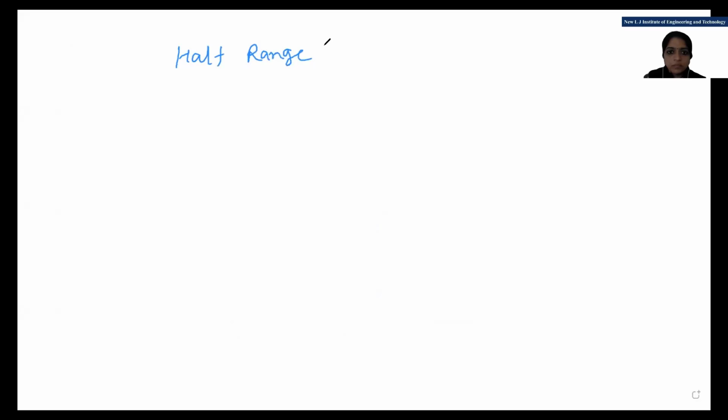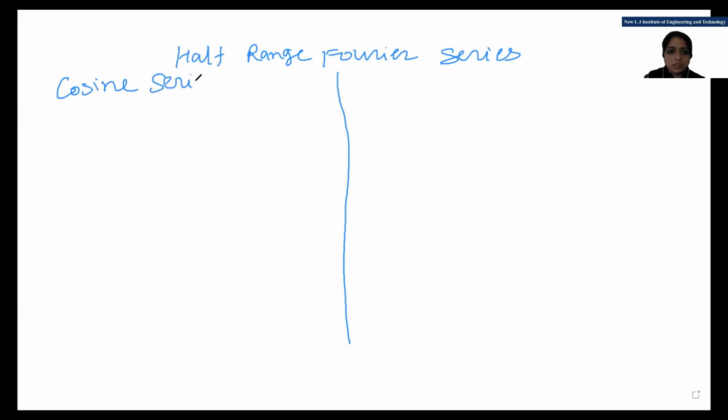Half range Fourier series. Two types are there. First is cosine series and the other one is sine series. I am talking about the half range Fourier series between any limits. Half range means it is between 0 to L, and L is any constant. So it may be 1, 2, 3 or pi.